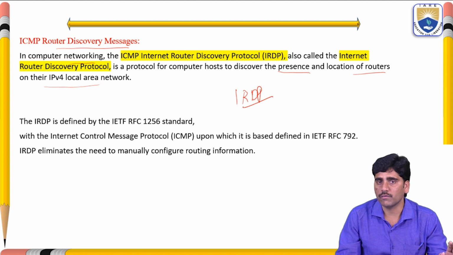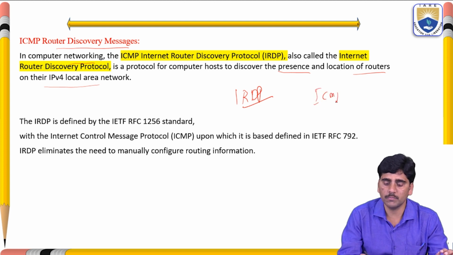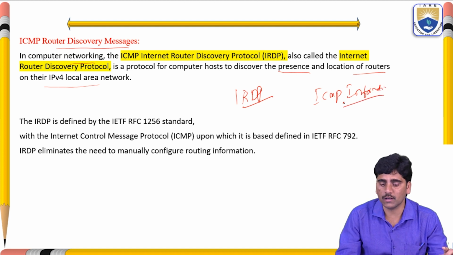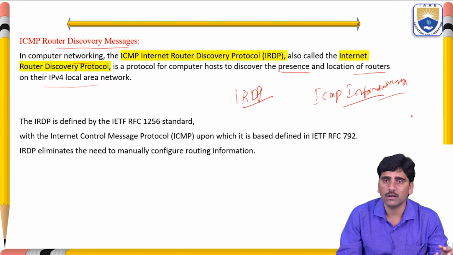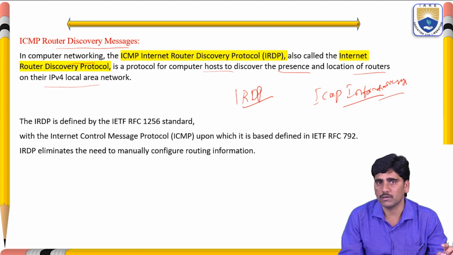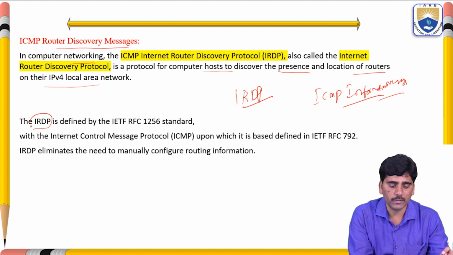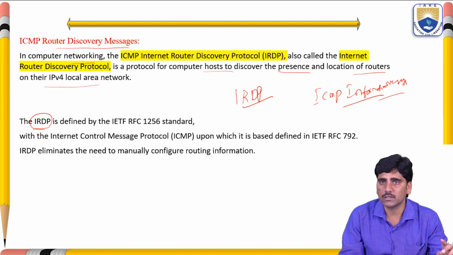Whether the router is available or not, whether the router is alive or not, all these types of information are conveyed in the form of ICMP informational messages. These router discovery messages are also informational messages that give details about the router on the particular network, whether the host discovers the router is present or not, or whether it is located on the IPv4 local area network. So IRDP is nothing but the Internet Router Discovery Protocol.